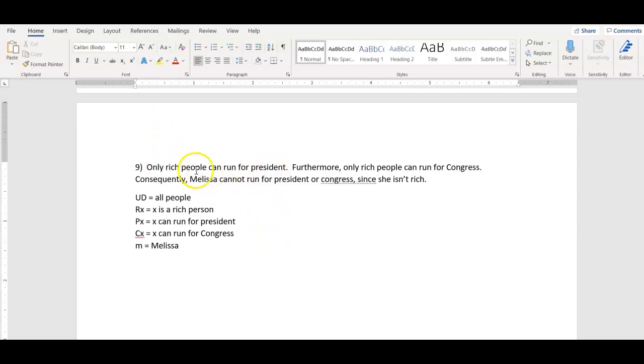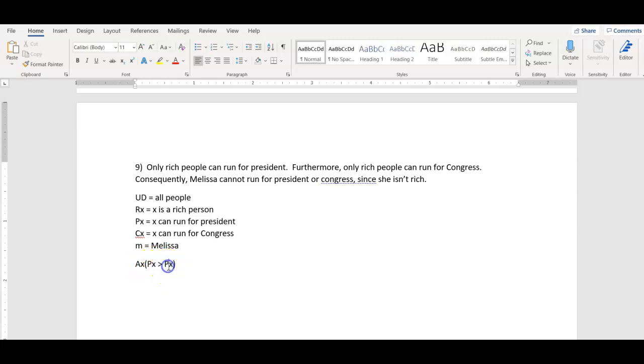Now remember, only is different from all. If we were going to do all rich people can run for president, it would look like that, right? That says for all x, if x is rich, then x can run for president. But only and all are different. And the basic way to differentiate them is to flip the order around the conditional.